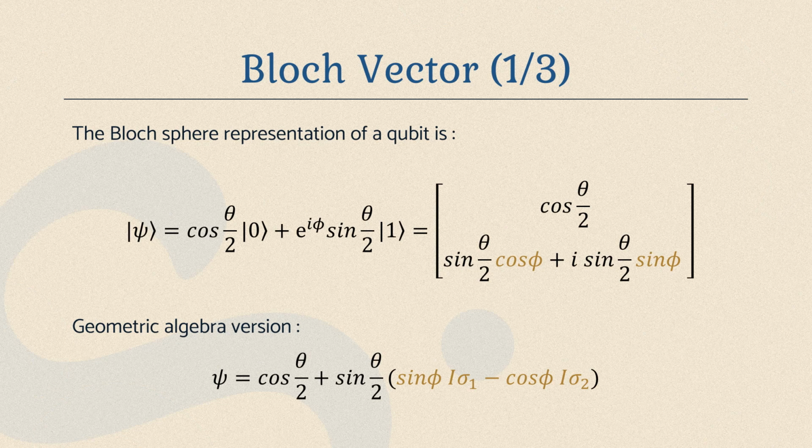Next up, we should introduce the Bloch sphere representation of a qubit. In the ordinary matrix representation, it is written as above, and we can hence deduce the geometric algebra version as below.